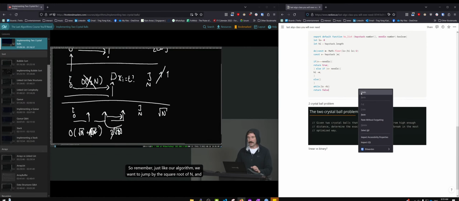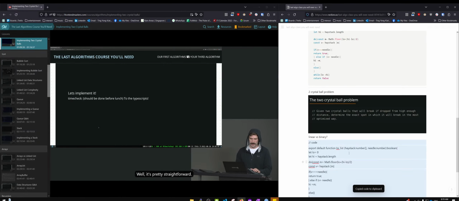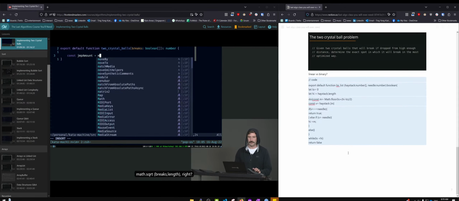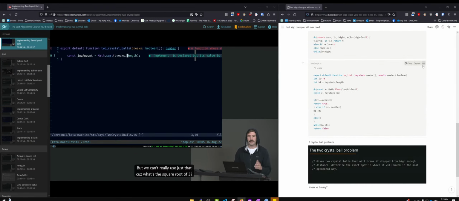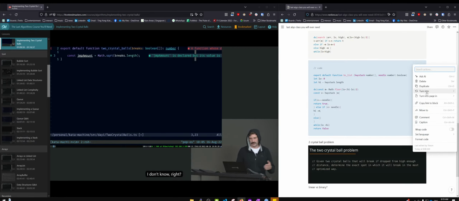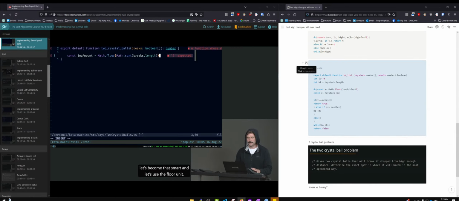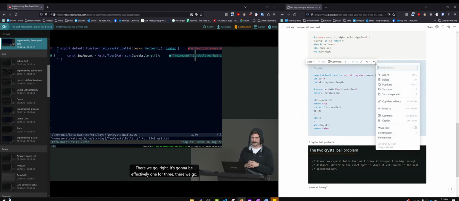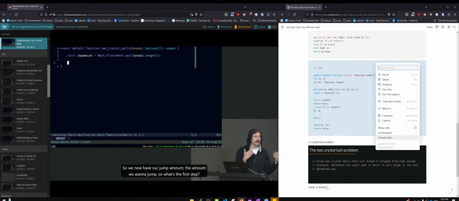So remember, just like our algorithm, we want to jump by the square root of n. And so how do we do that? Well, it's pretty straightforward. const jumpAmount will equal Math.sqrt(breaks.length). But we can't really use just that because what's the square root of 3? I don't know, I'm not that smart, so let's use the floor. Let's assume that the array is big enough to have a square root. There we go, it's going to be effectively 1 for 3. So we now have our jump amount, the amount we want to jump.